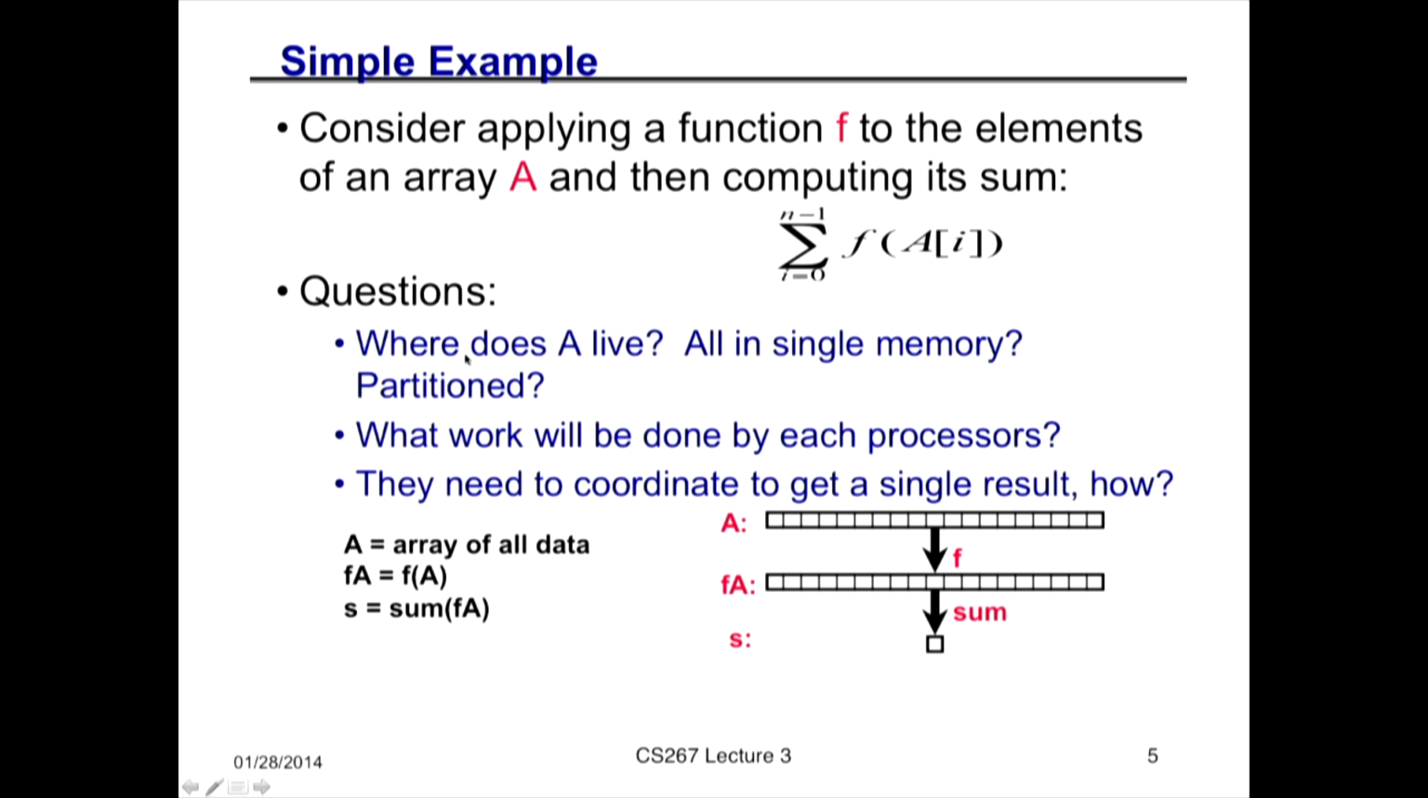So the question is, where does A live? Where is the original array? Is it all in a single memory, as it might be in a shared memory machine, or is it partitioned across a bunch of processors? How do I decide which processor is going to do which fraction of the work?